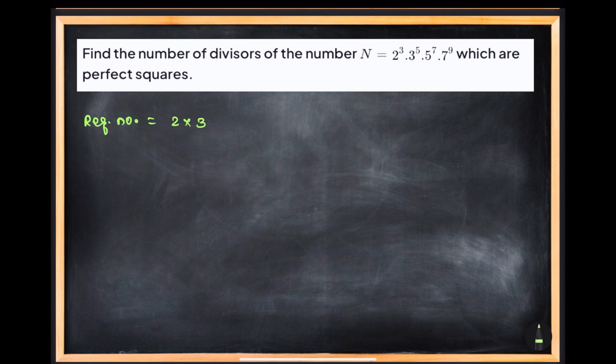For 5 you can take 0, 2, 4 and 6, so it is 4 choices. For the next prime you can take 0, 2, 4, 6 and 8, so it is 5 choices. Okay, so 5 times 4 is 20, and multiplying by the remaining choices, it is 120. I hope the idea is clear.